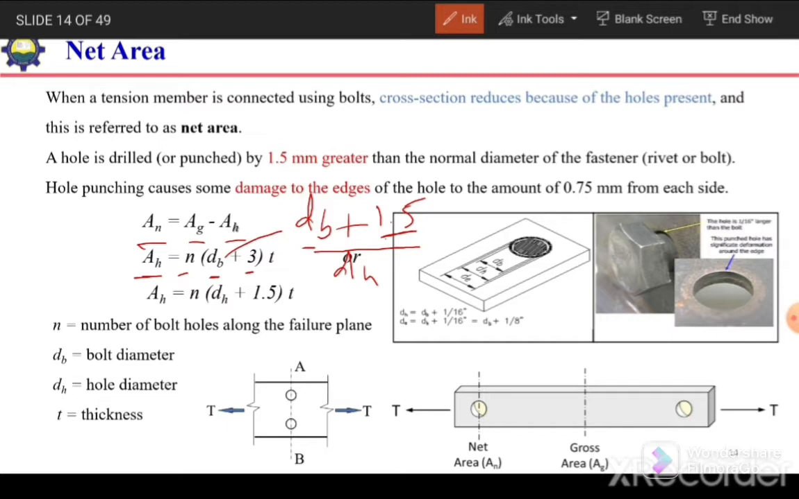But there is also some diameter which is damaged, so we consider it equal to 1.5 millimeter, meaning 0.75 millimeter on one side and 0.75 millimeter on the other side. So it will be equal to 1.5 millimeter. So this much diameter, dB plus 3, will be equal to the effective diameter. So N times effective diameter times thickness will give us the area of hole.